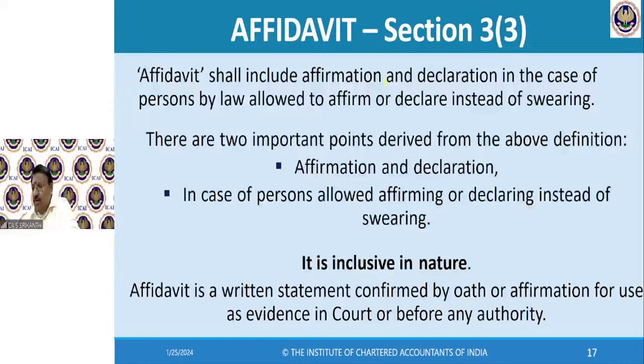Generally, definitions are in Section 2. Here, they are in Section 3. There are a lot of enactments. It's not a rule that it should be in Section 2. In some other laws also it is in Section 3. I think the Consumer Protection Act is in Section 2. Anyway, it doesn't matter. It can be in any section. Usually, it will be in the beginning.